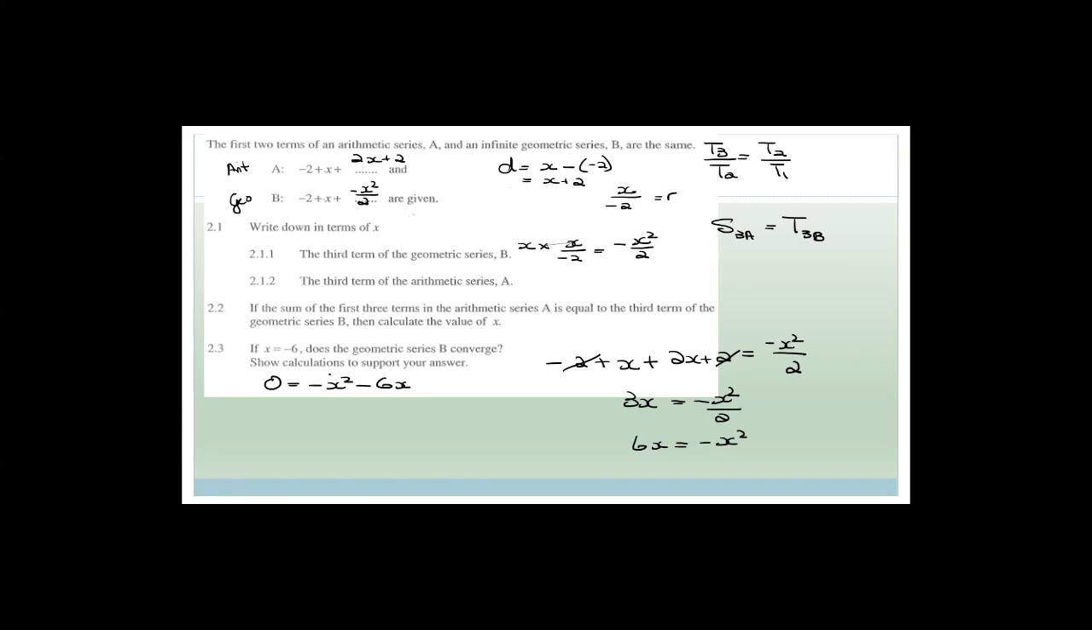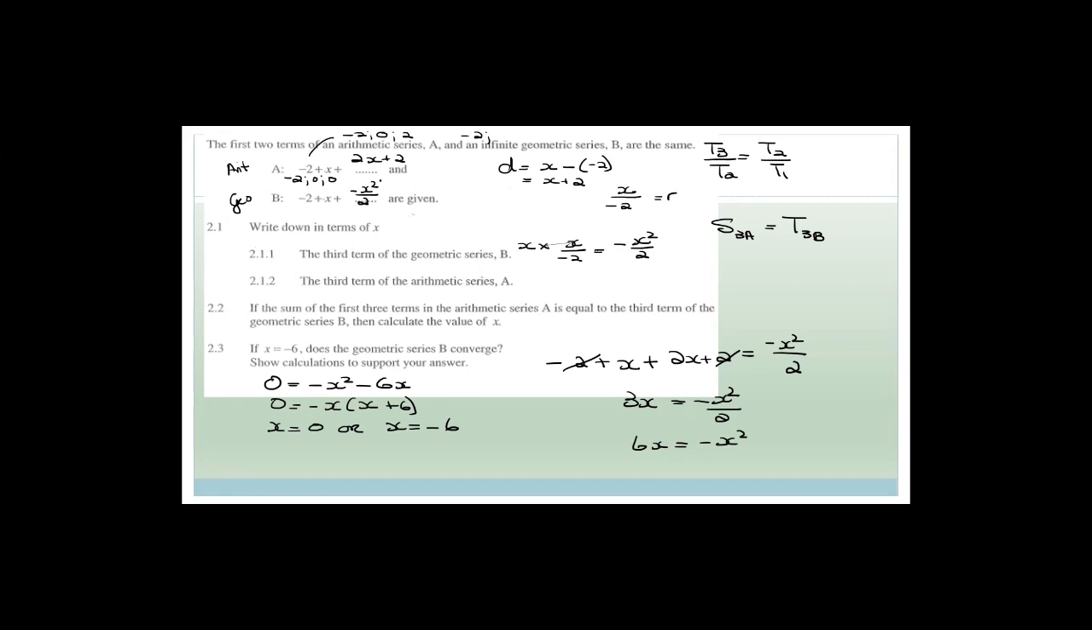Do you agree? Then I can take out a minus x and you get x plus 6 is equal to 0. So x is going to equal 0 or x is going to equal minus 6. Okay, so if x equals 0, then we end up with minus 2, 0, 2. That works. If it is 0 here, we get minus 2, 0, 0. Not so much.